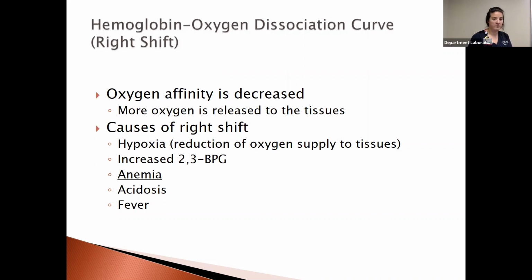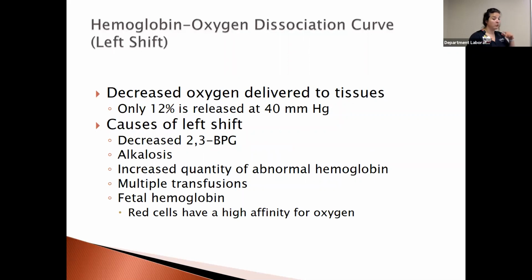That's your right shift. Opposite of that, your left shift, right? So that just means that your cells are holding on to the oxygen longer, all right? Decreased 2,3-BPG, an alkaline pH, increased quantity of abnormal hemoglobins, and multiple transfusions.